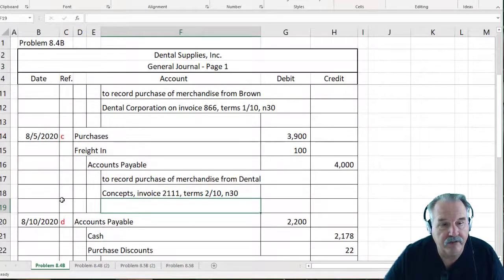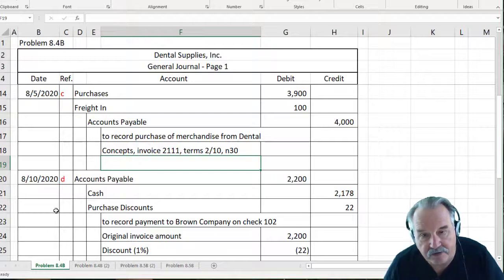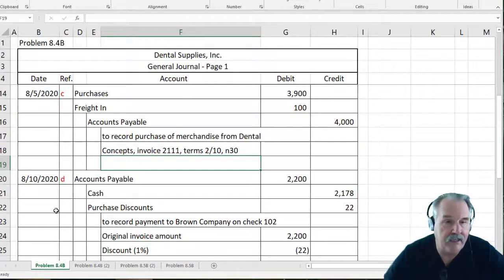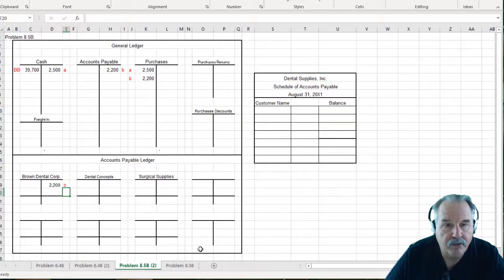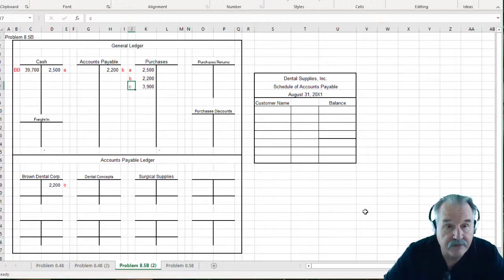On the 5th of August, this is transaction C. We bought some merchandise from Dental Concepts. We bought $3,900 worth of merchandise, and we had some freight. So we're going to put the freight into a separate account called Freight In. It's also an expense account, just like purchases, and credit accounts payable for $4,000. So we debit purchases for $3,900. This is transaction C.